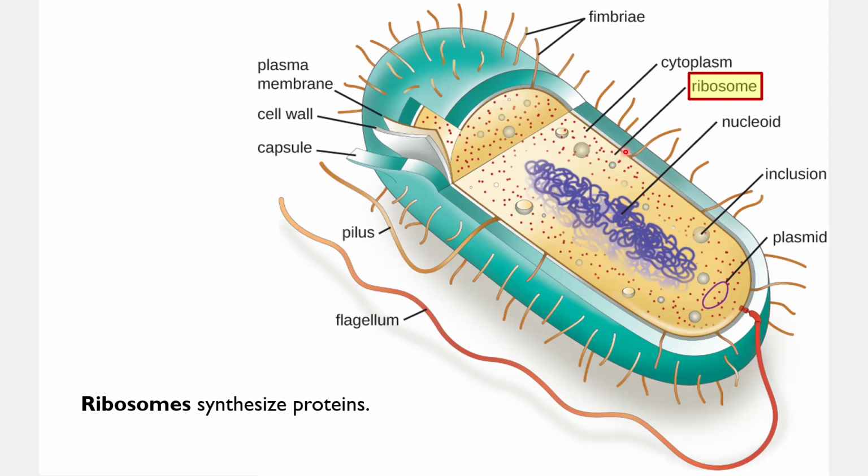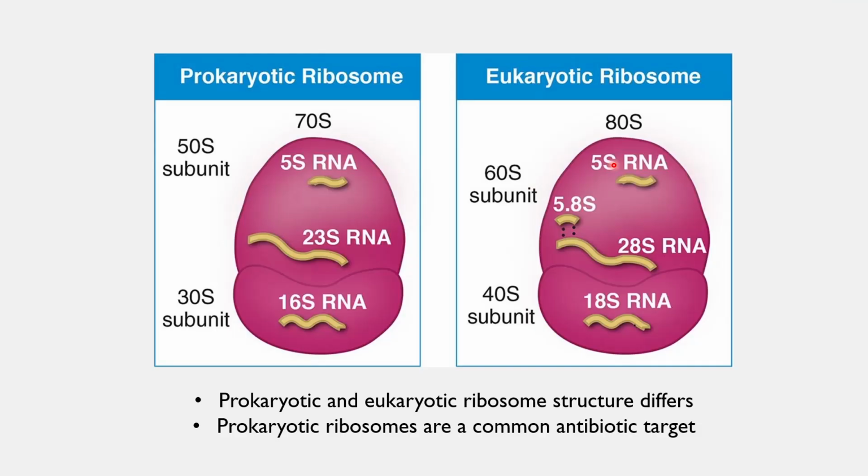But it's worth mentioning that the structure of the ribosomes in prokaryotic cells is different than the structure of the ribosomes in eukaryotic cells. Because ribosomes play a critical role in bacterial cells by synthesizing all of their proteins, and because their structure differs from that of eukaryotic cells, they are a common target for antibiotics. Because we can design antibiotics that specifically attack the prokaryotic ribosome, but have no effect on the eukaryotic ribosomes that are found in our cells, and thus limit the toxicity of those antibiotics to us.